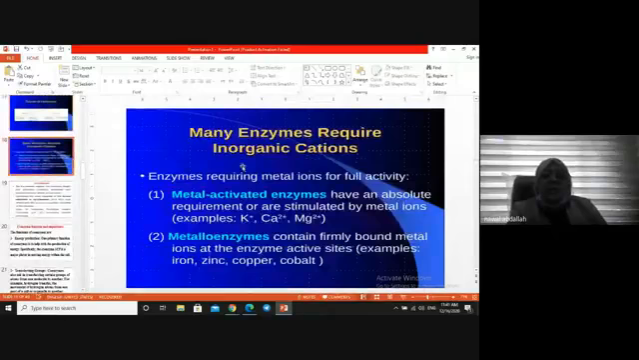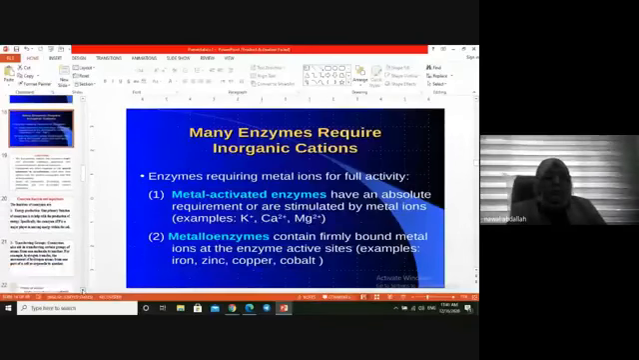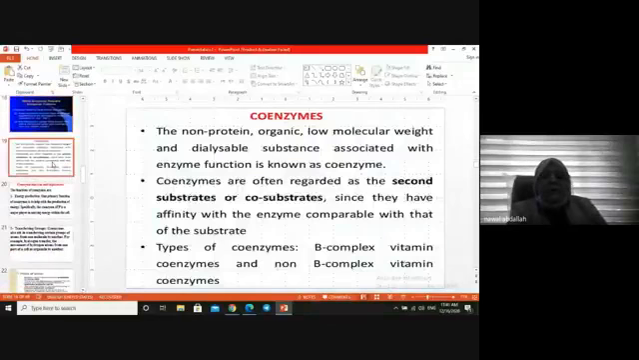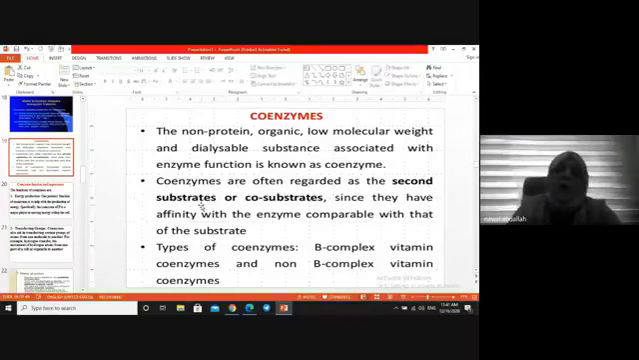Many enzymes require an inorganic cation, called metal-activated enzymes and metalloenzymes. Coenzymes are non-protein, organic, low molecular weight, dialysable substances associated with enzyme function. They are often regarded as a second substrate or co-substrate, since they have an affinity with the enzyme comparable with the substrate.